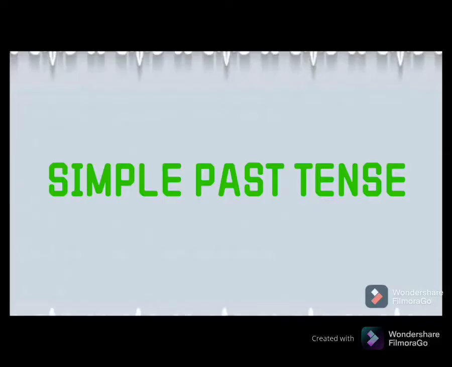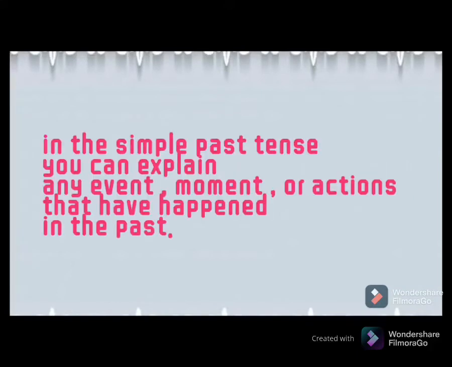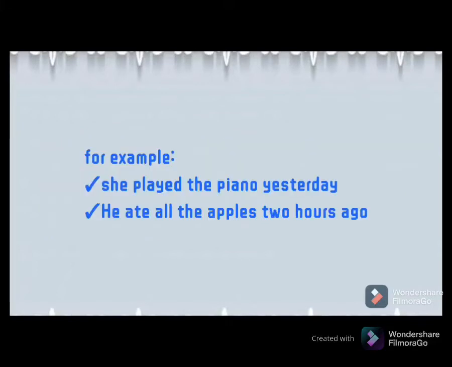Today I will explain about simple past tense. In the simple past tense, you can explain any event, moment, or action that happened in the past. For example, she played the piano yesterday. He ate all the apples 2 hours ago.